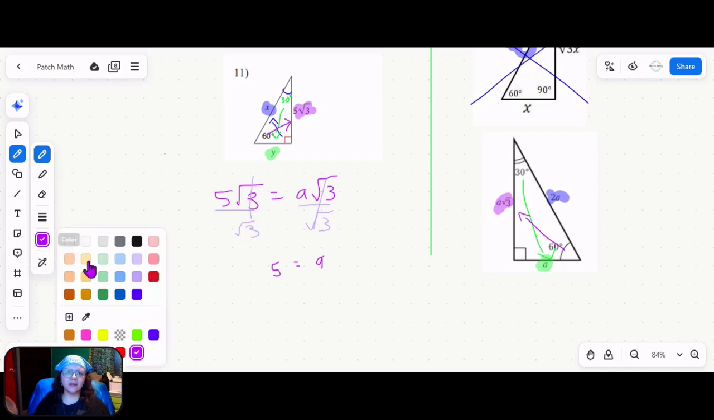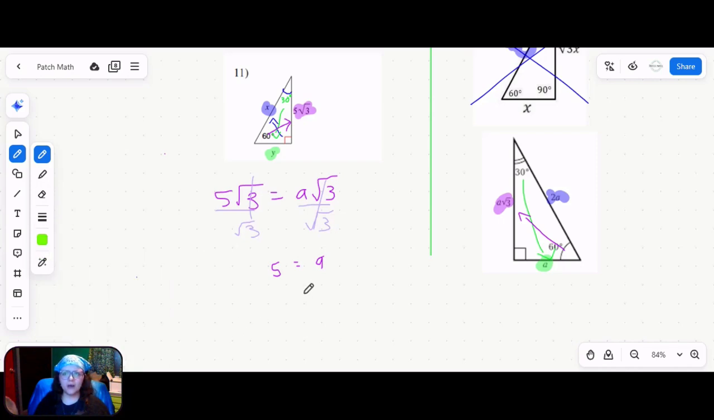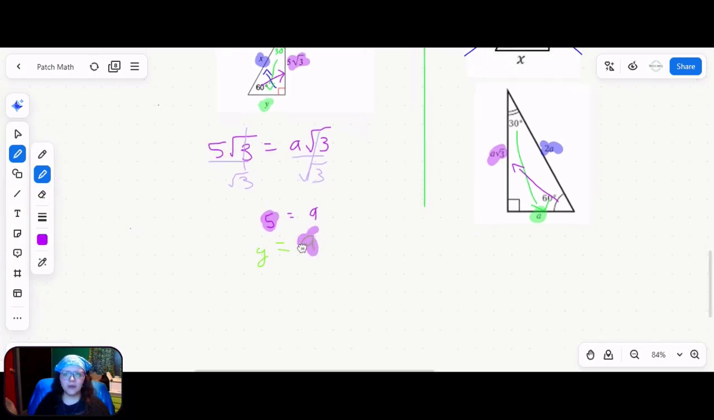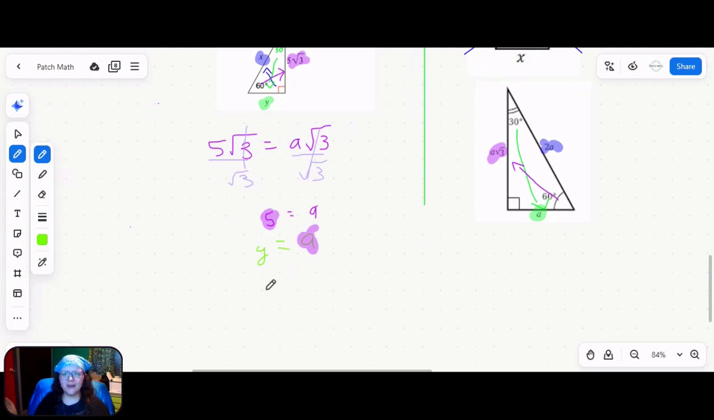I'm going to go ahead and jump to y. We know that y is equal to a. We know a is equal to 5. By the substitution property here, we substitute 5 in for a, and we know y equals 5.